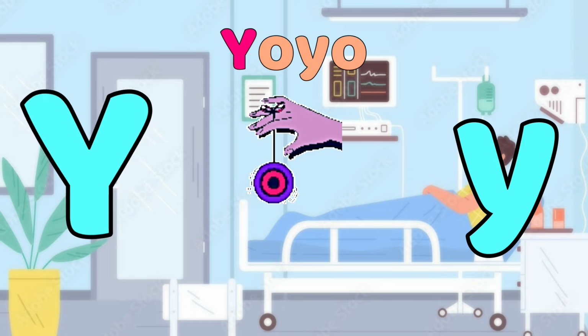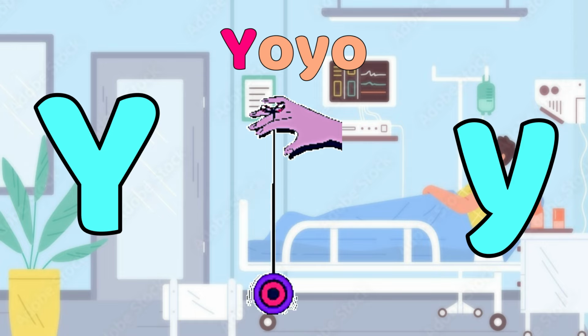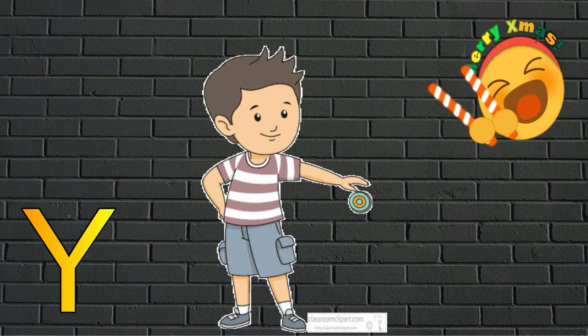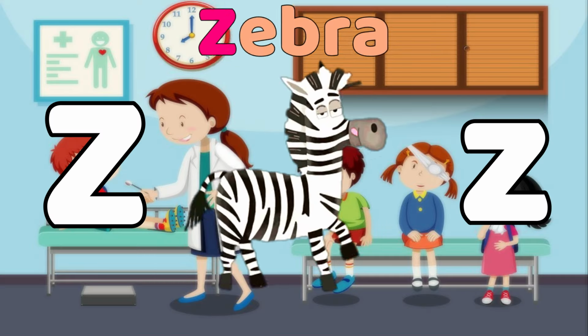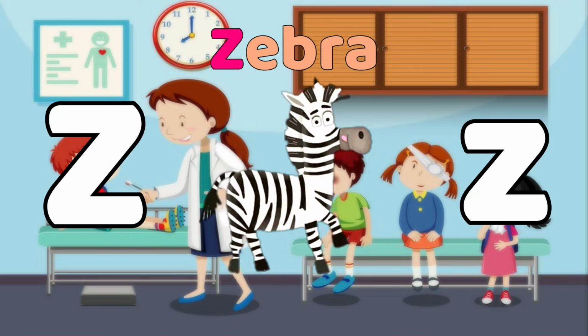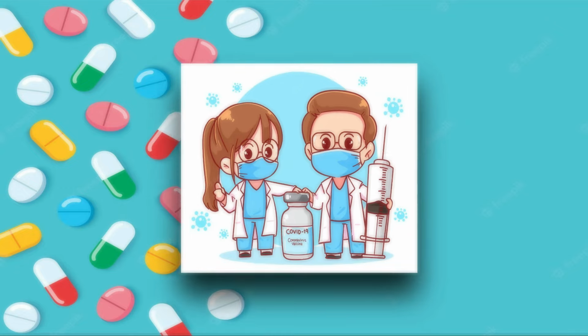Yo-yo, y, y, yo-yo, y, yo-yo. Z is for zebra, z, z, zebra, z, zebra.